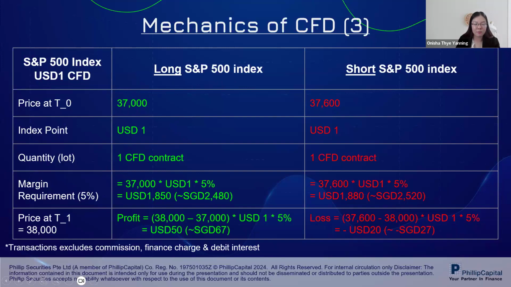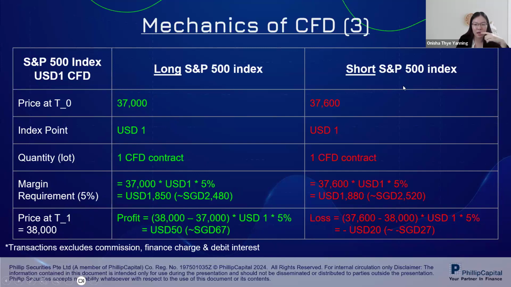So let's say the margin requirement is 5%, it is 5% now. So it's 37,000 times $1 per index point, times 5%, and then times 1 for the quantity, because you're buying 1, I'm assuming, correct? So you require around 2,480 Sing dollars, because the underlying is USD. So let's say later at T1, say 1 month, the price is at 38,000. Profit is calculated as the closing price minus the opening price, times USD1, times 5%, and then times the quantity. The profit you get is around $67.